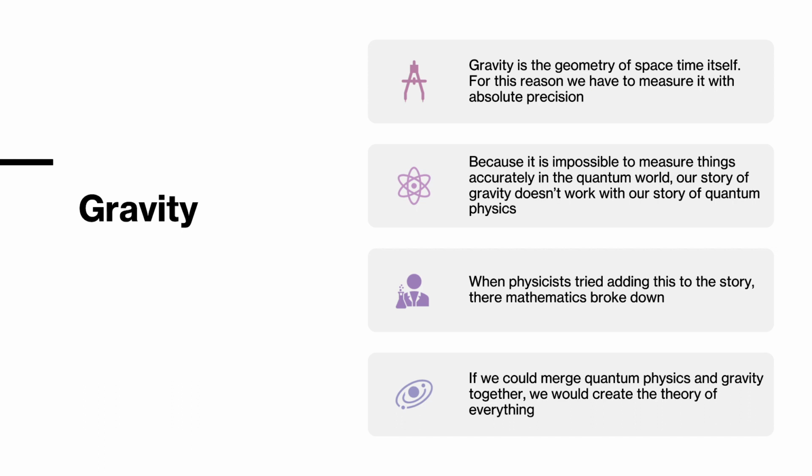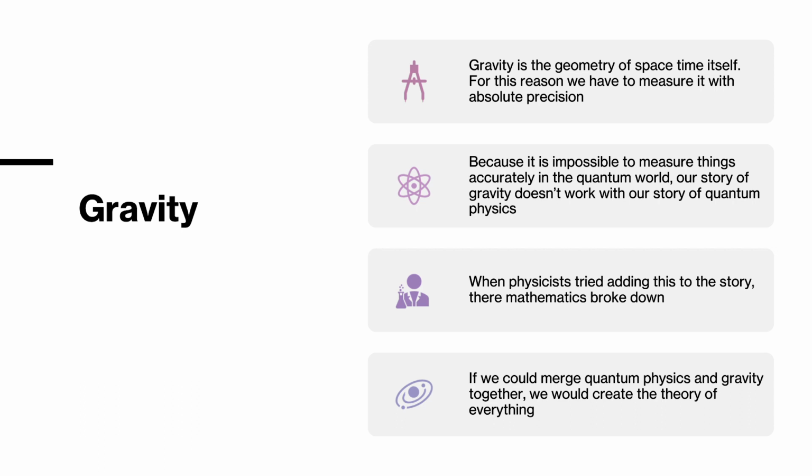So this is where string theory was invented. First I have to explain what gravity is. Gravity is the geometry of space-time itself. For this reason, we have to measure it with absolute precision. Because it is impossible to measure things accurately in the quantum world, as I've mentioned, because of the Heisenberg uncertainty principle, our story of gravity doesn't work with our story of quantum physics. When physicists tried adding this to the story, their mathematics broke down.